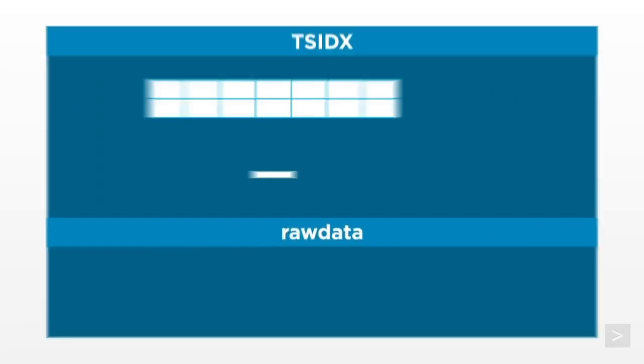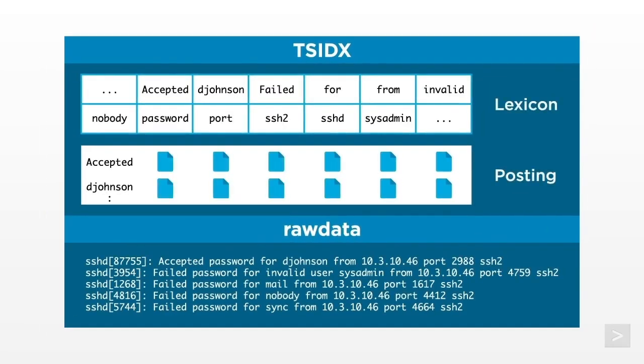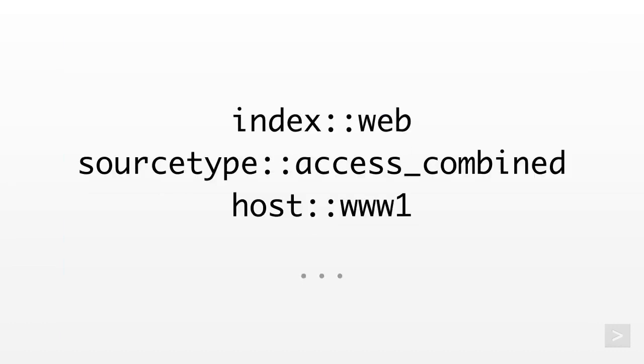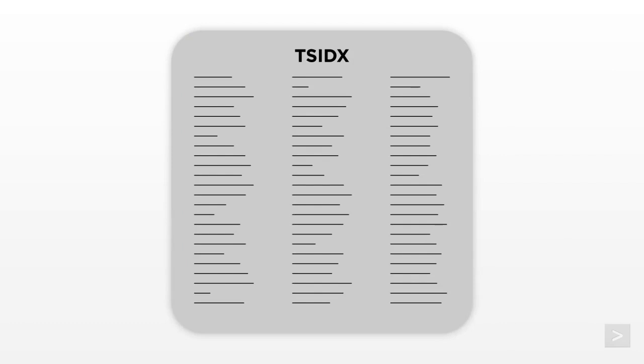TSIDX files include 2 main components, the lexicon and the posting list. The lexicon is an alphanumerically ordered list of terms found in the data at index time. The posting list is an array of pointers that match each term to events in the raw data files. Any fields that are extracted at index time show up as key value pairs in the lexicon. You can think of the TSIDX as a very complex index for a book, where every word included in the book is found in the index.